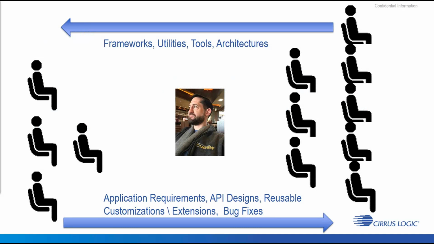Over there on the left, those are the engineers who've got a lot of validation knowledge, some LabVIEW knowledge. And they're the ones, like I said, who come up with these application requirements, API designs, reusable customizations and extensions to IDEs and even bug fixes. They'll actually even edit some of our source code. They work with me and the engineers over with our contractor, and the result of that is we spit out frameworks, utilities, tools, architectures, executables, you name it. How do we do that?